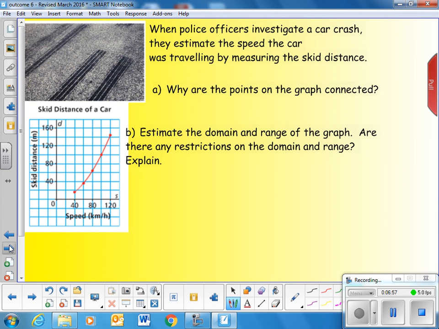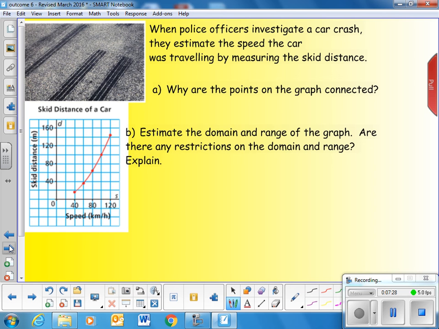Our next example. When police officers investigate a car crash, they estimate the speed the car was traveling by measuring the skid distance. Part A. Why are the points on this graph connected? So first of all, let's look at speed. Our speed can include all numbers in between. We don't just magically change from 40 kilometers per hour to instantly traveling 60 or instantly traveling 80.